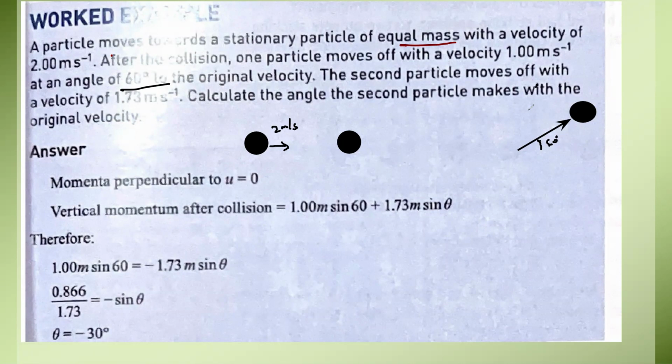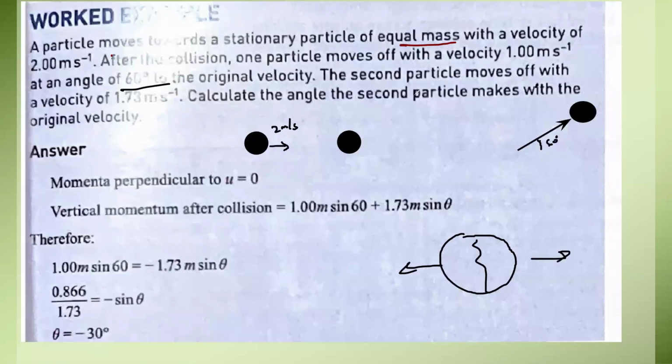Can this happen, that M1 and M2 move in opposite directions as shown? If M1 and M2 move in opposite directions, yes, it can happen. But in that case, it happens when an explosion occurs. If two objects are there and they explode, M1 and M2 will move in opposite directions.